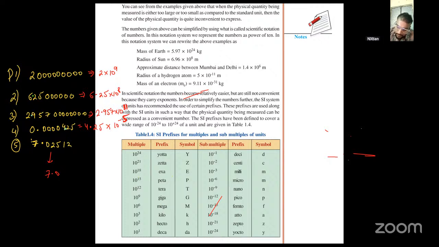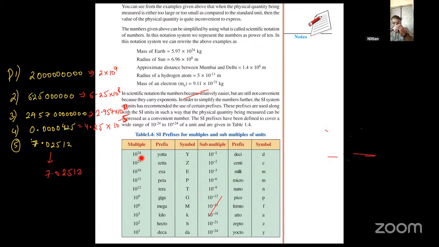I wrote 702512 into 10 to the power of -5. Yeah, that is correct. But as I told you, after the point, we need only one digit. So we can't solve it. If you remove the decimals, then a thousand will come, so it will become a whole number. I need only one decimal digit. So you can't solve this, and you have to write it like this only.